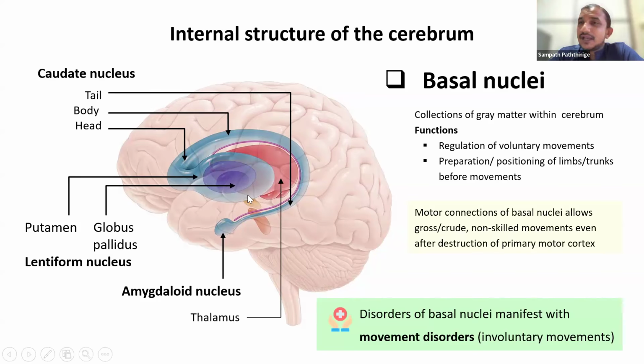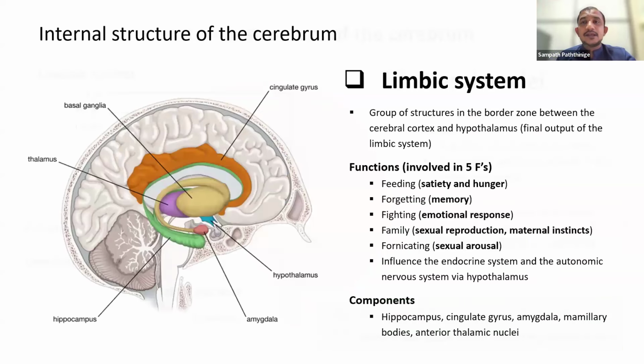Then we have the lentiform nucleus, which has different parts, the putamen and the globus pallidus. These are very important because in diseases like Parkinsonism, which are movement disorders, the basal nuclei are usually affected because they are concerned with involuntary movements. So damage to these areas will lead to movement disorders, Parkinsonism.